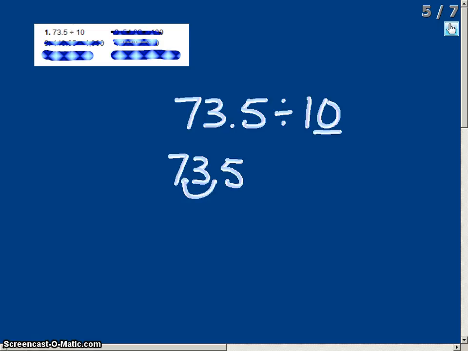So I divided 73 and 5/10 by 10, and that gave me 7 and 35/100. And so I'm just going to rewrite my answer, 7 and 35/100.